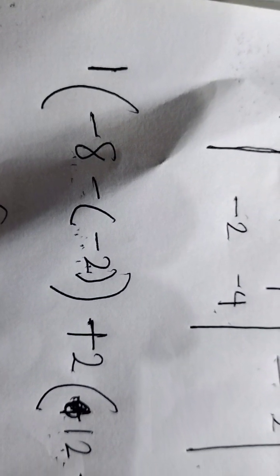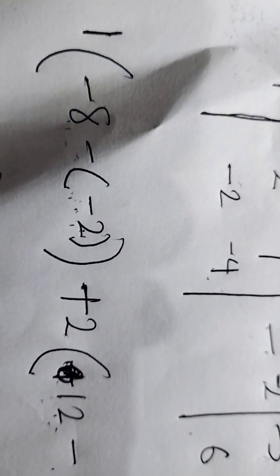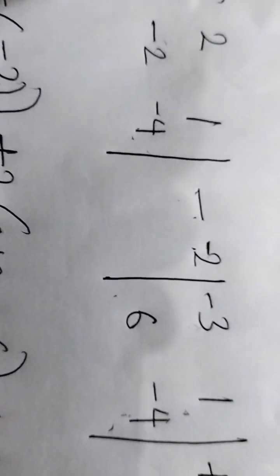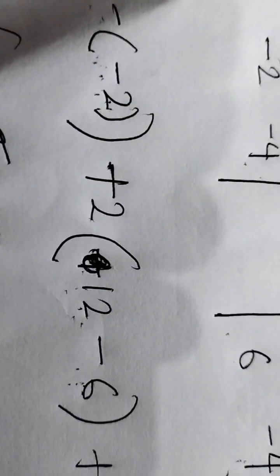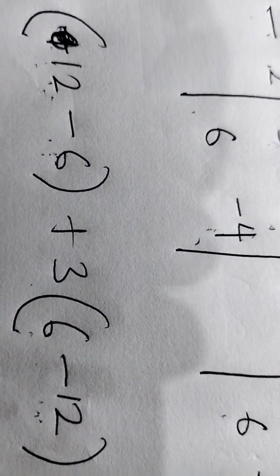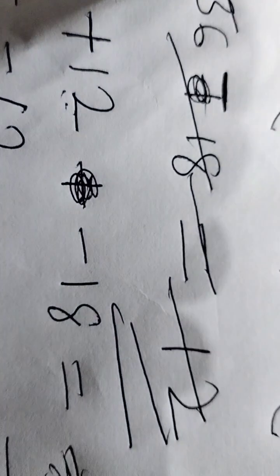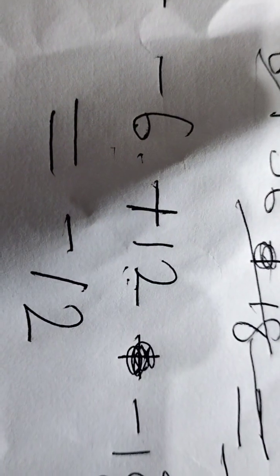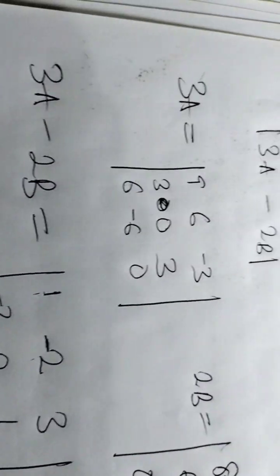Solving, we now have 1 into minus 8, minus bracket opens minus 2, bracket closes plus 2, because minus 2 give you plus 2, plus 2 into 12 minus 6, then plus 3 into 6 minus 12. Solving, we have minus 6 plus 12 minus 18, and that will give us minus 12 as the final answer to that question.